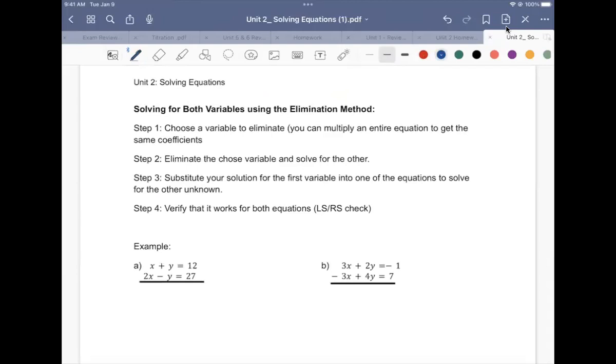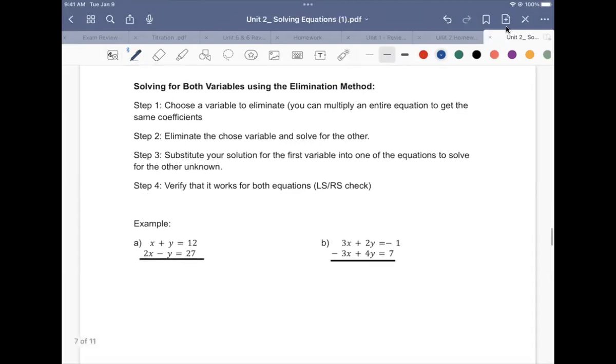Once we figure out what the first variable that we did not eliminate is equal to, we can substitute that back into either of the two equations. And that will leave us with one unknown variable, which means then we can solve for that one as well. And then one thing that's always good to do is do a left side, right side check to make sure that that answer works for both equations.